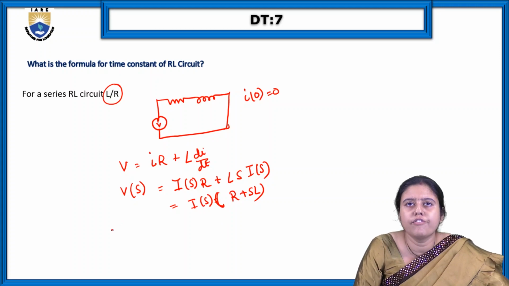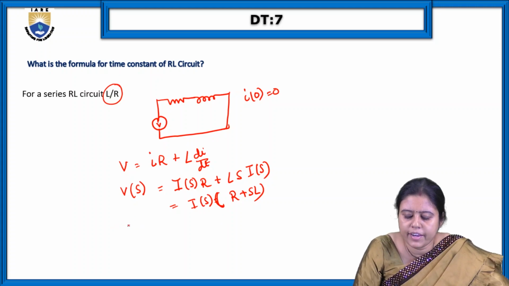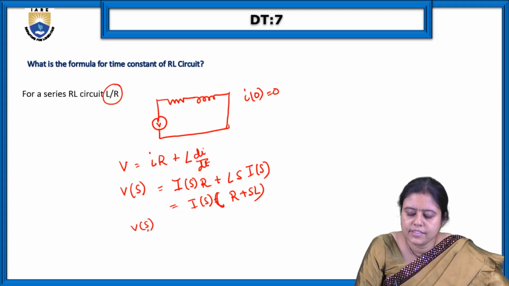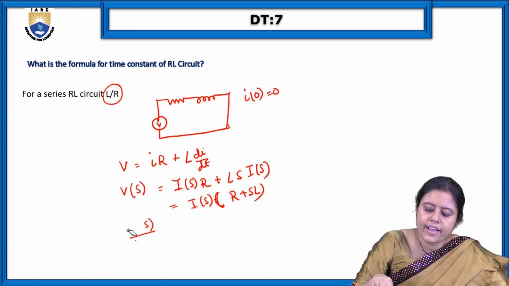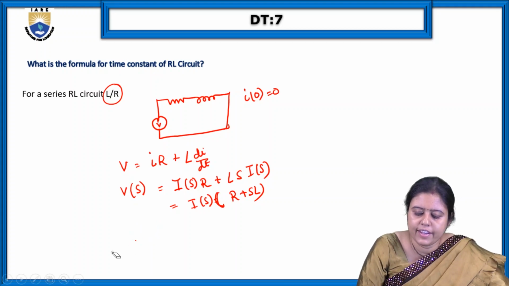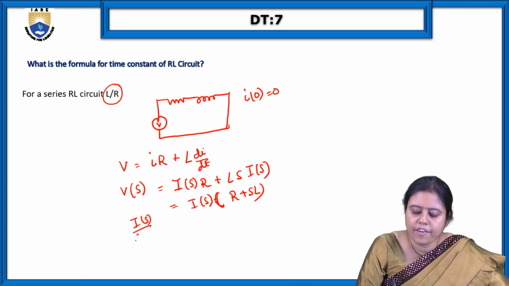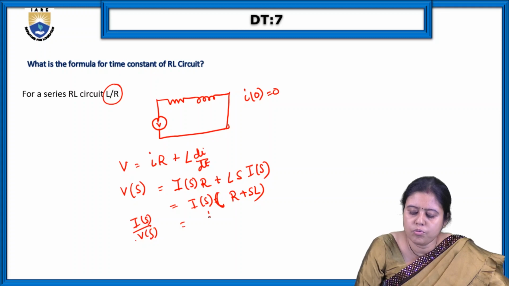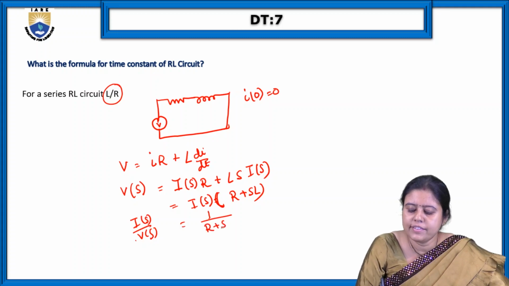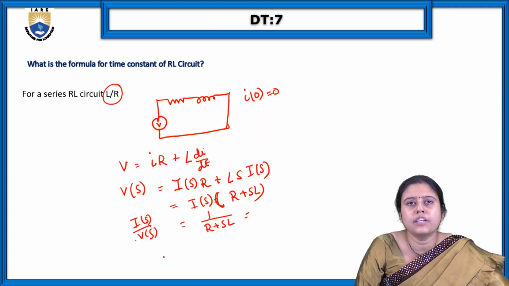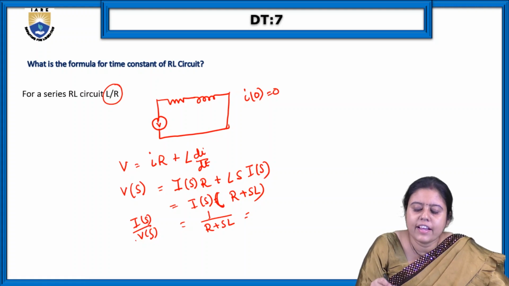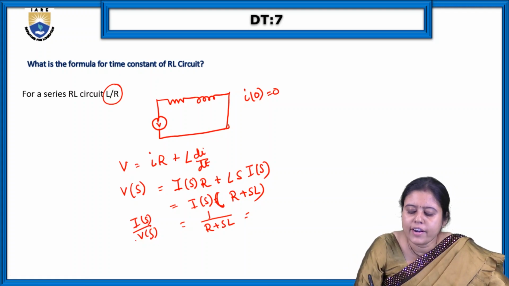So if we check Is by Vs, it is equal to 1 by R plus SL. If the input is a unit step or unit impulse, say the input is 1, what is the value of the current Is?